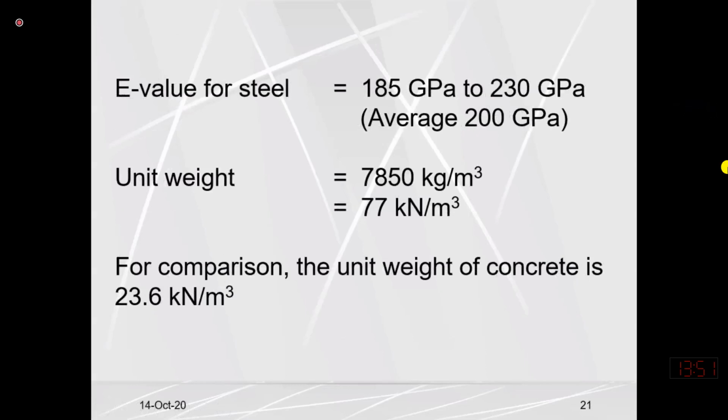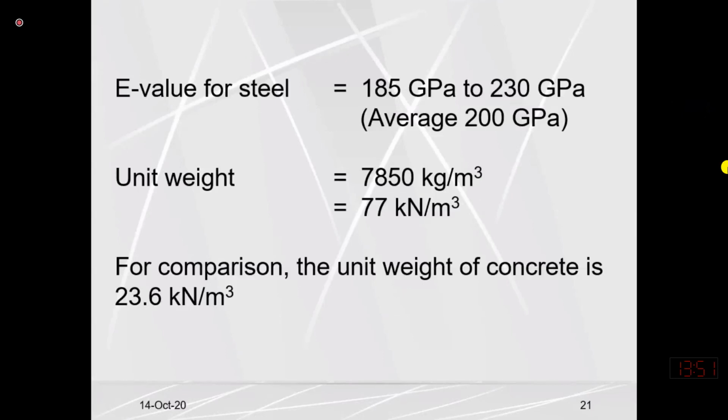So the modulus of elasticity for steel normally ranges from 185 gigapascal to 230 gigapascal, but usually we use an average value of 200 gigapascal. That's why we use the factor of safety, because we always use a modulus of elasticity of 200 gigapascal, but the actual modulus of elasticity may be less. So we may have a mistake in calculating the exact value, and that's why we capture this problem by using the factor of safety.